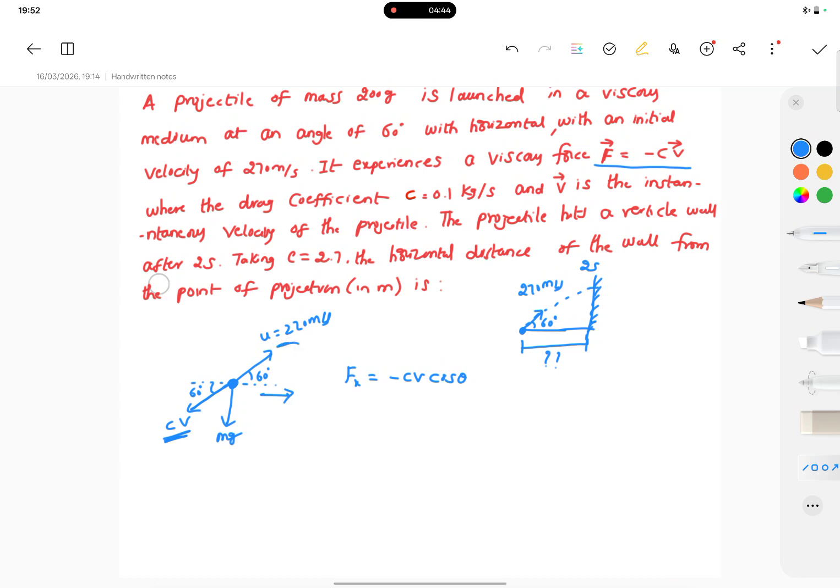Remember, it's not a force here. Only one force is acting along the x direction, which is the component of CV. mg is also acting along the vertical direction.